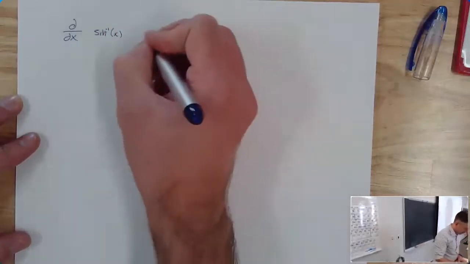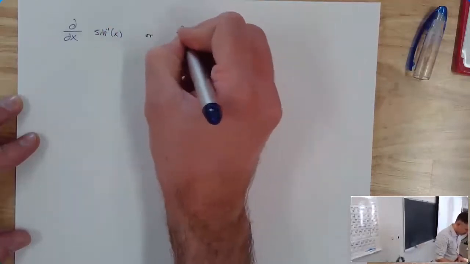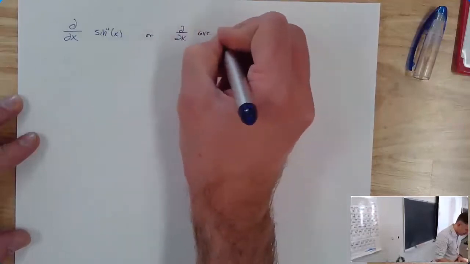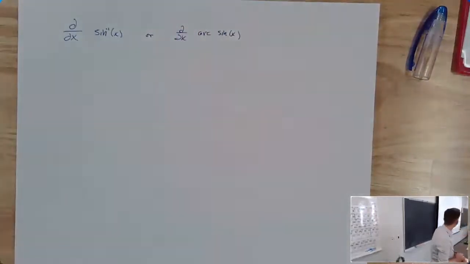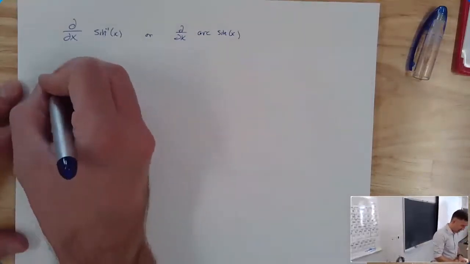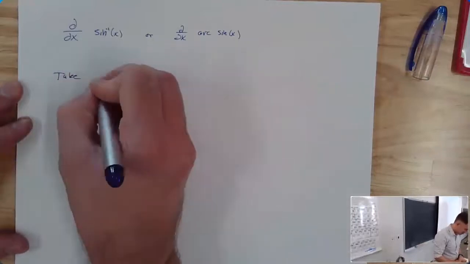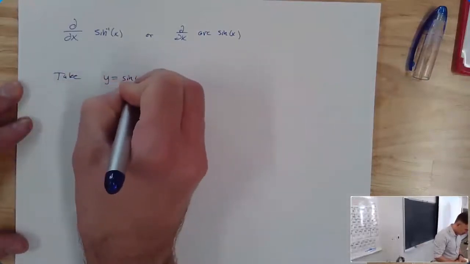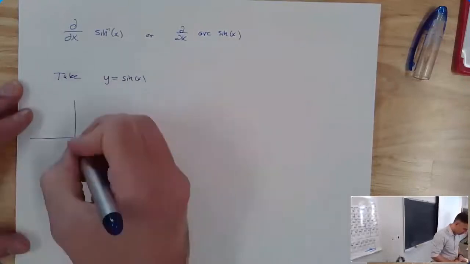Or as I often prefer to write it, the derivative of the arc sine of x. Well, we're going to use the same idea that we just used to find the derivative of the natural log of x, which is that we're going to rewrite it. First of all, what is the inverse sine function? It's kind of funky. If I want to find the inverse sine function, I'm literally taking y equal to sine of x, which is your usual lovely sine function.